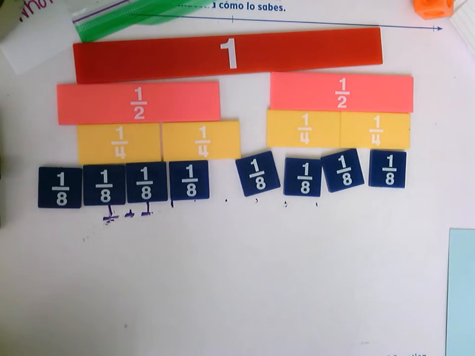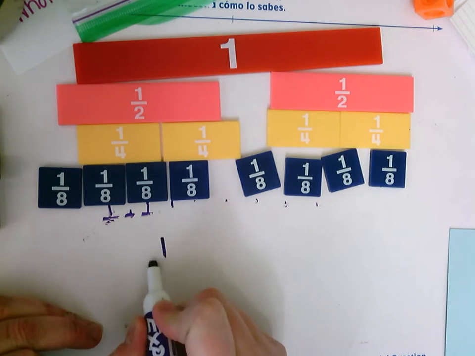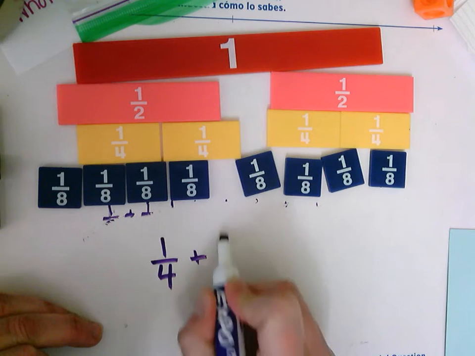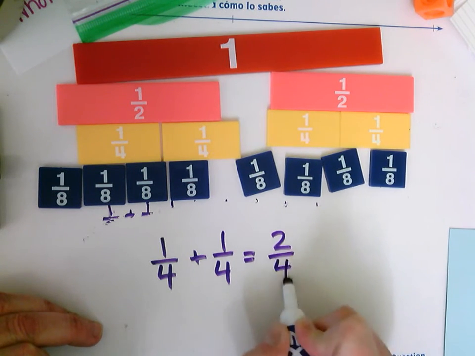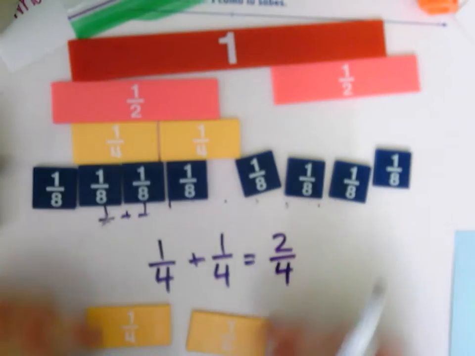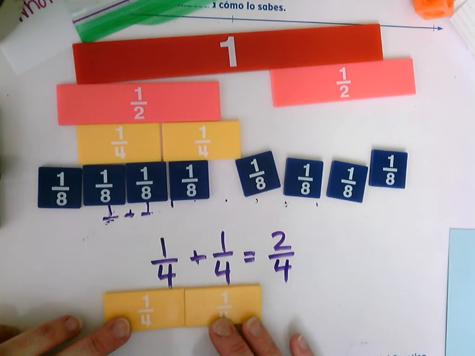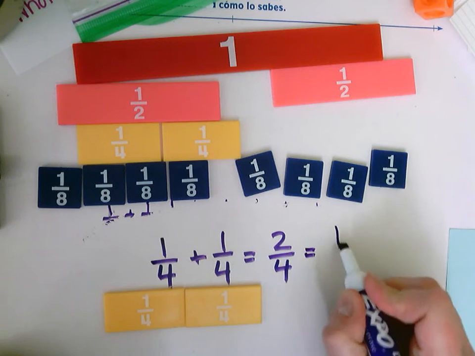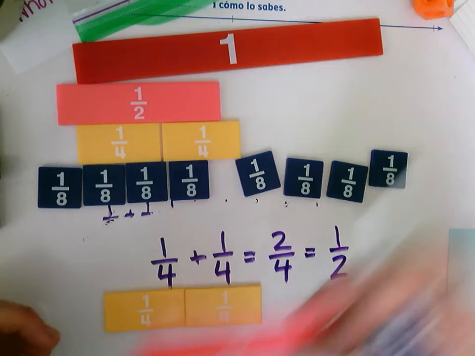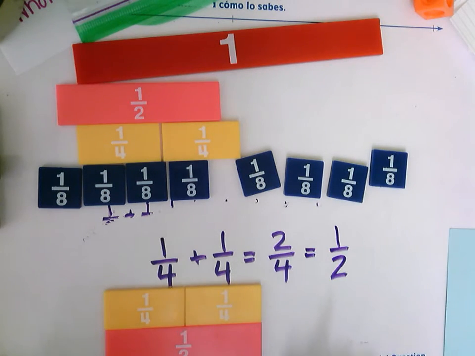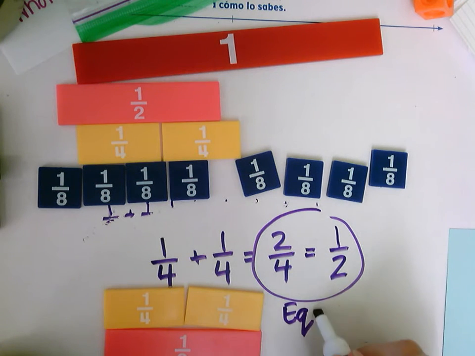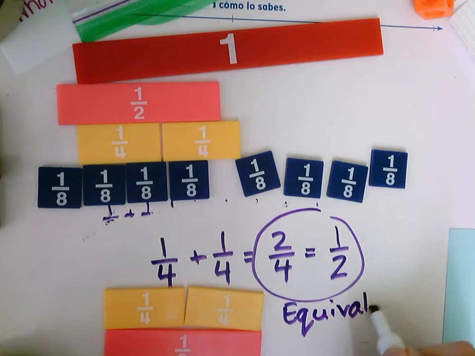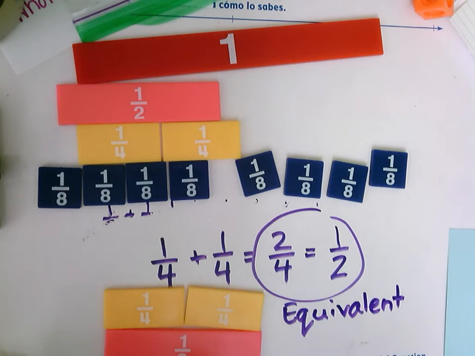So I can say 1/4 plus 1/4 equals 2 fourths, right? Here I have 1/4 plus 1/4. When I put it together, I have 2 fourths, and that is equal to 1/2. They cover the same amount. So 2 fourths and 1/2 are equivalent. That means they cover the same amount. They're equal in value. They're equivalent.